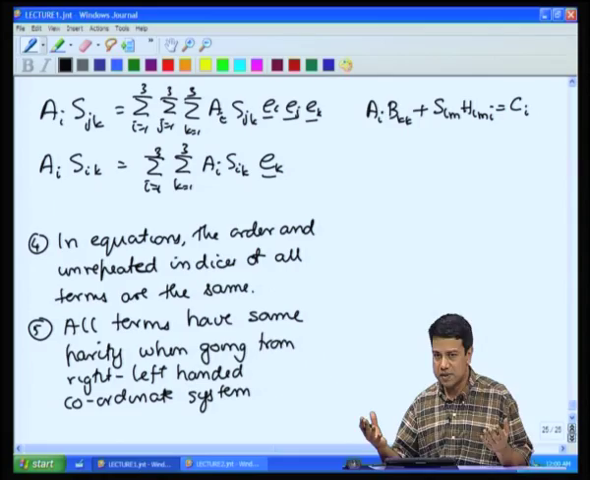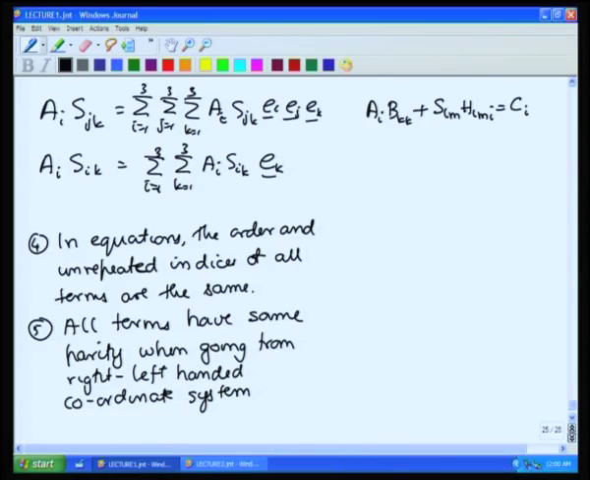Otherwise, what will happen is that if the equation is valid under right handed coordinate system, when you go to left handed coordinate system, some terms have changed sign, some have not, and the equation is no longer valid. So, a valid equation can be written only if all terms have the same parity under going from right to left handed coordinate system. That is, all terms either have to be pseudo vectors or tensors, or they have to be real vectors or tensors. Either all have to change sign or none has to change sign.